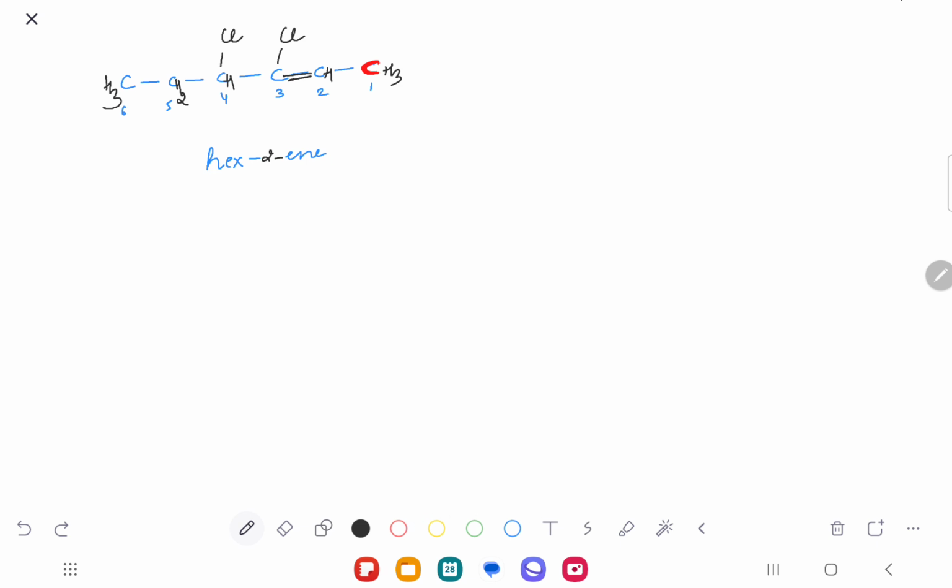So that's the main chain that I have named here. 6 carbons, the word root I have decided as hex. Ene, I have decided. And hex-2-ene shall be the name. But now there are 2 chloro. So when the same group is repeated 2 times, you write it down as dichloro. Do you understand?